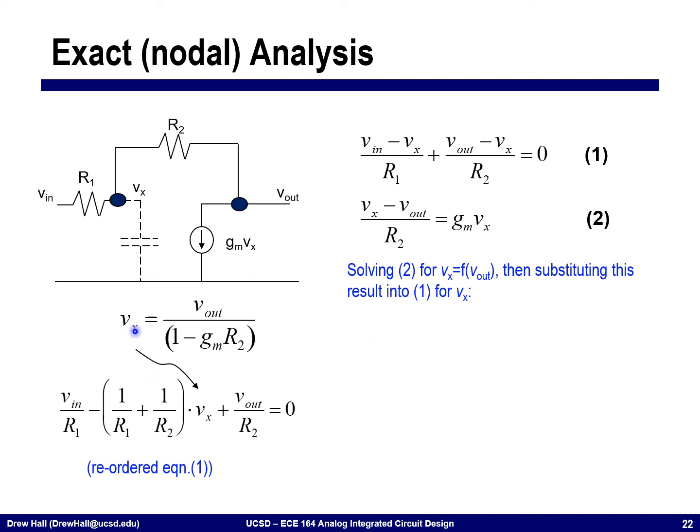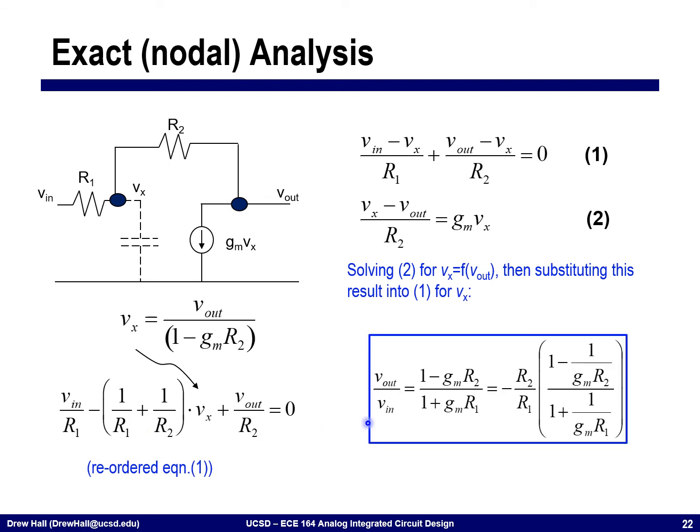All right, so what I get is that Vx is equal to V out divided by 1 minus GM R2. And so plugging that back into this expression and reordering it, I will get that V out divided by Vn is equal to 1 minus GM R2 divided by 1 plus GM R1. Okay. If I factor out this R2 over R1, I will get that the second term here is equal to 1 minus 1 over GM R2 divided by 1 plus 1 over GM R1.